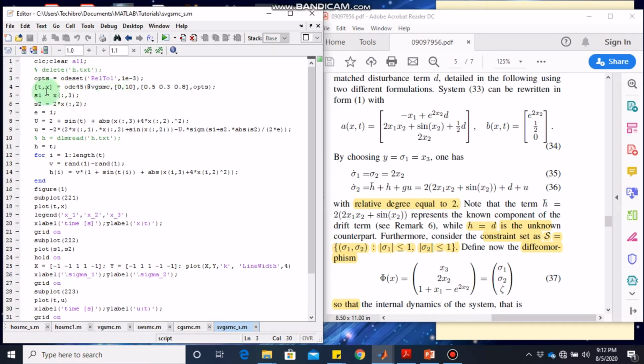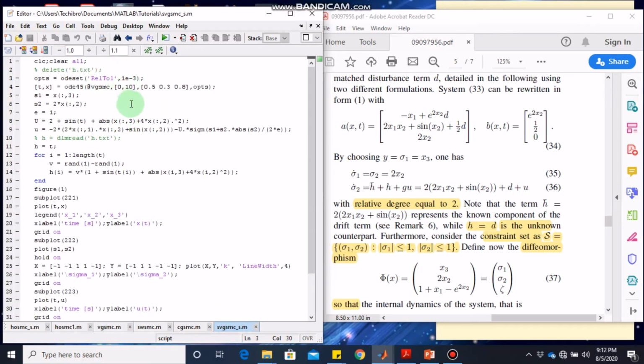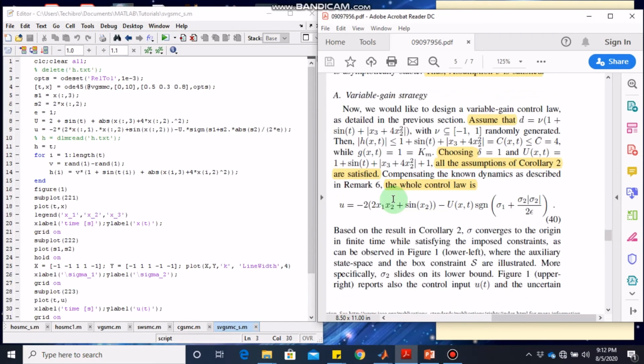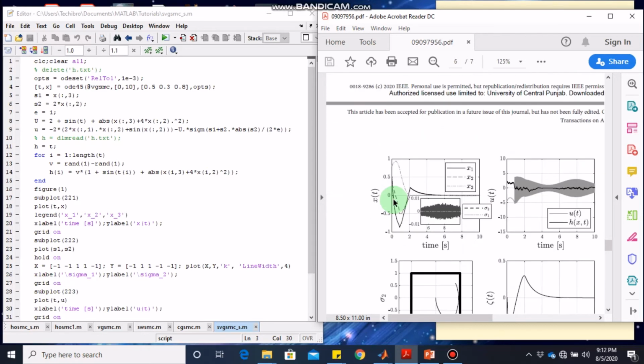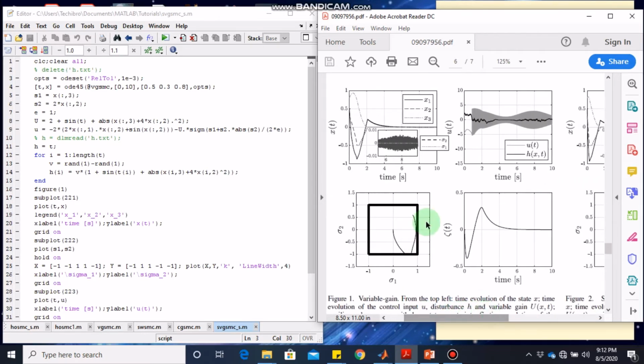I have not changed the relative tolerance of this function. And then t comma x is equal to ODE 45 variable gain SMC. I am calling this function. So the function that I have written, I'm calling it in the script file, and then I'm running it from 0 to 10 seconds, because if you look at the results in this paper, these are the results that we are looking to regenerate. These are from 0 to 10 seconds, so that is why I am running it.